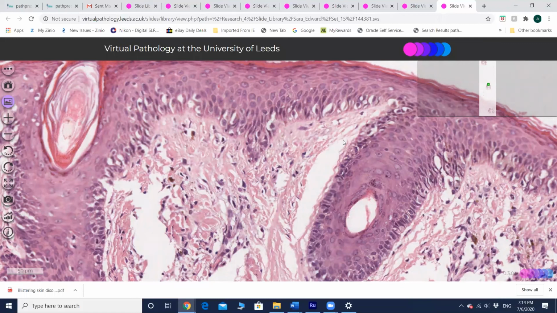And then the pagetoid spread, which you tend to see more toward the center of lesions, but in lentigo you can also see it spread throughout. That's absolutely fine. If you are in doubt, always say that you will do immunohistochemistry to confirm the presence or absence of pagetoid spread. In difficult cases, these are things you will be doing.